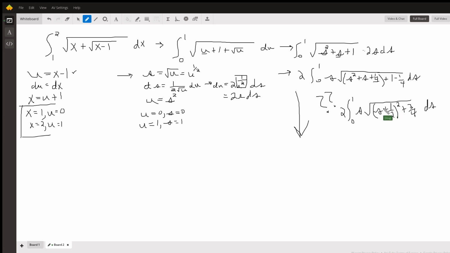We have to use trigonometric substitution. So I might let w equal s plus 1/2. Let me make that a script s. Find dw and use trigonometric substitution, which is going to convert to something with tangents or secants or sines.